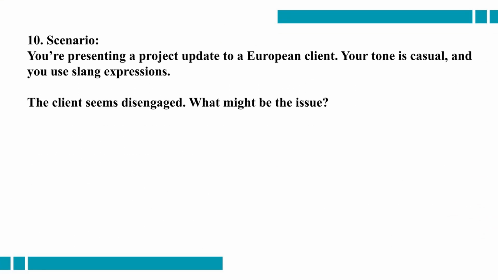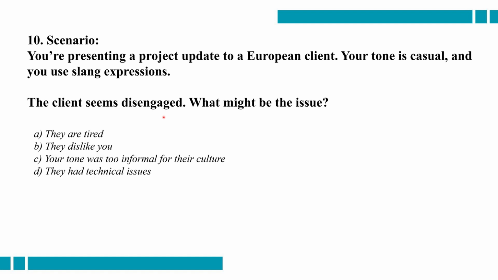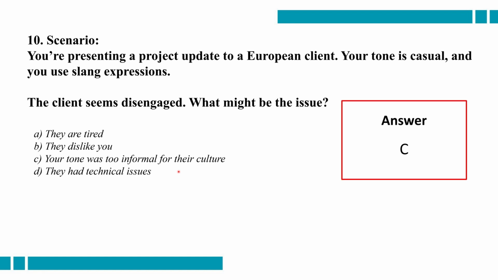Next scenario, you are presenting a project update to a European client. Your tone is casual and you use slang expressions. A client seems disengaged. What might be the issue? So the options are: they are tired, they dislike you, your tone was too informal for their culture, and option D, they had technical issues. This scenario is about professional tone and cultural expectation in client communication. So the correct answer is your tone was too informal for their culture, option C.